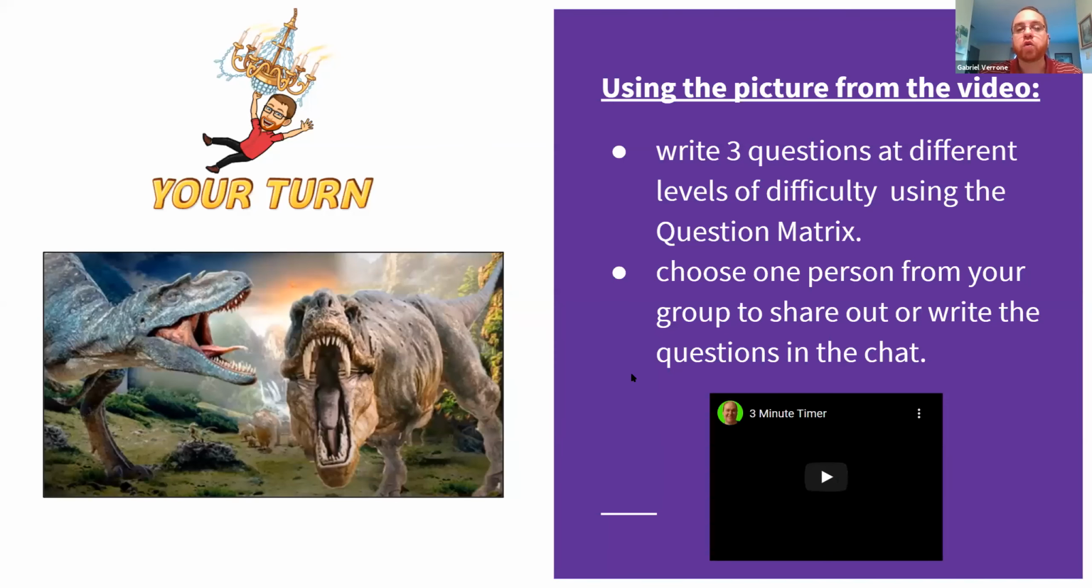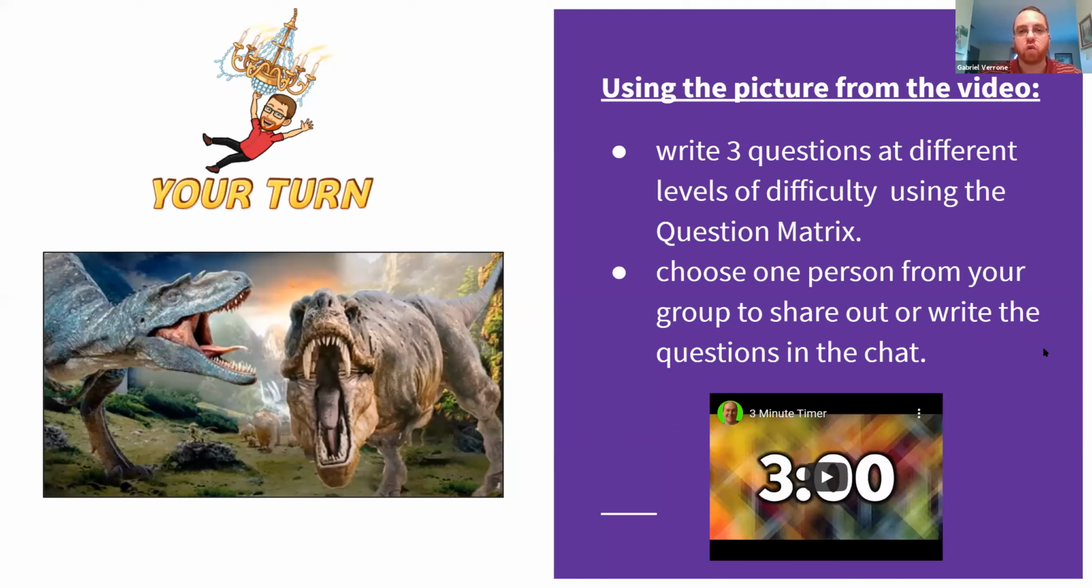So you guys are gonna have a turn, okay? The gentleman, Sir Englishman McKnightley, displayed this question of the two ferocious dinosaurs, right? So you're going to work collaboratively in a breakout room for 3 minutes, and you're going to write 3 questions at different levels of difficulty using the question matrix. The questions can be anything. The point is simply to practice using the matrix and to intentionally think about the differing levels of difficulty, okay?